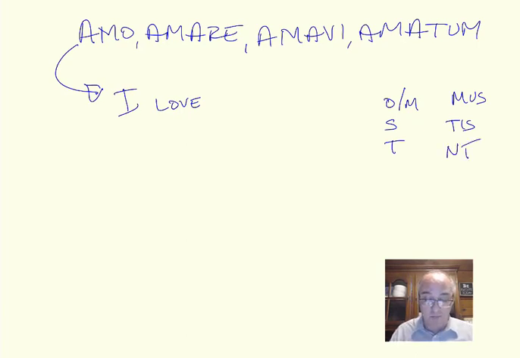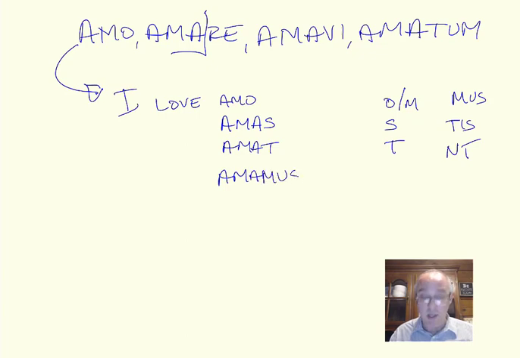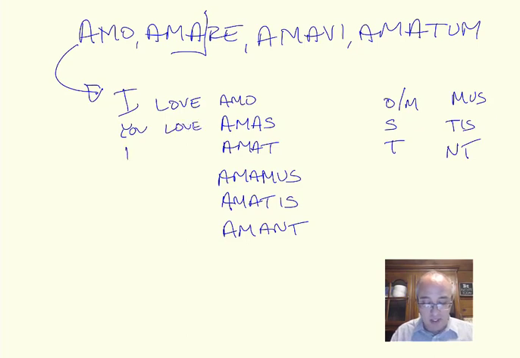I love, amo. You love: get my stem here, ama, and put the s on it for you, amas. Ama, put the t on it for he, she, or it, amat. Amamus, that's the we part. We love. Amatis, y'all love. Amant, they love. So, just to be consistent, just to finish this out: I love, you love, he loves, we love, you love, and they love.